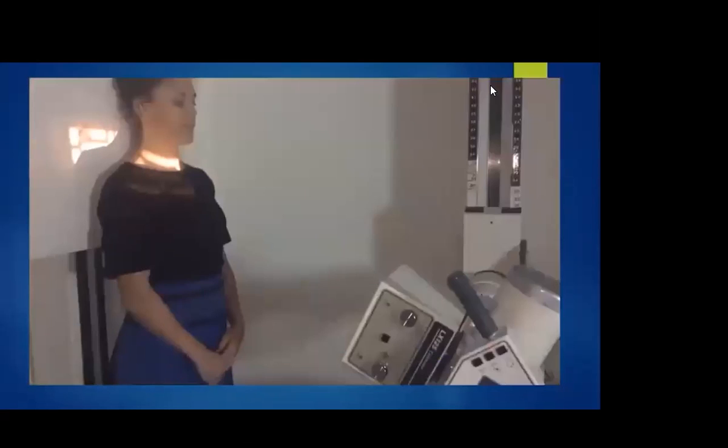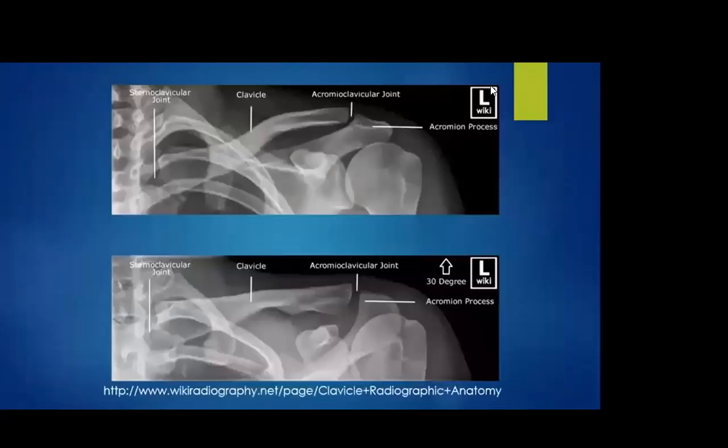The axial view is going to throw the clavicle up off the apex of the lungs, and we're going to look at that in the x-ray next. So the first picture, the top one is straight, no angle, that's our AP. So we get a true shape of the clavicle.